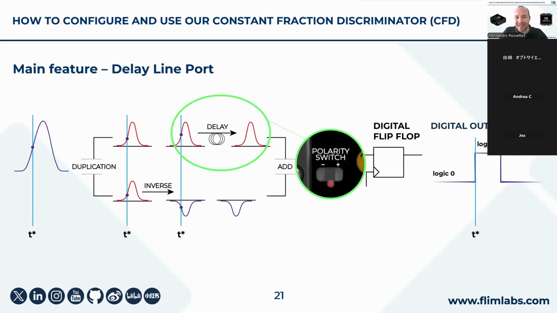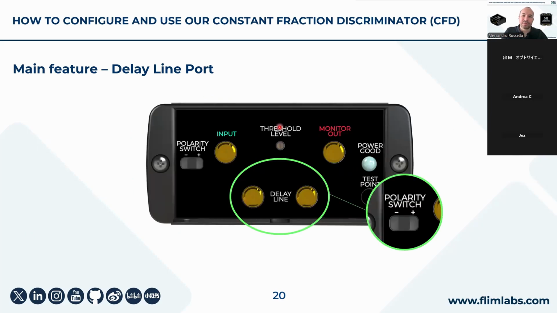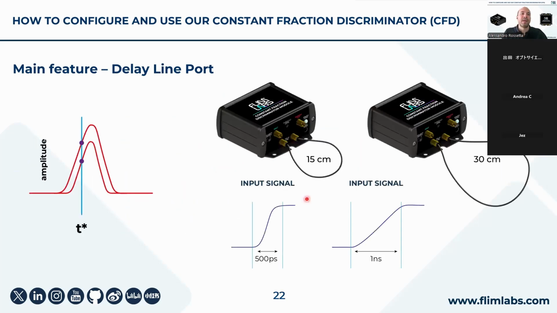Sorry, there is an error in the slides. Here we say the polarity switch, but it should be the delay line. So here we connect a physical cable into these two connectors of the delay line, and this allows for the signal to be delayed, with the bigger aim of delaying the signal for accomplishing the digital discrimination.